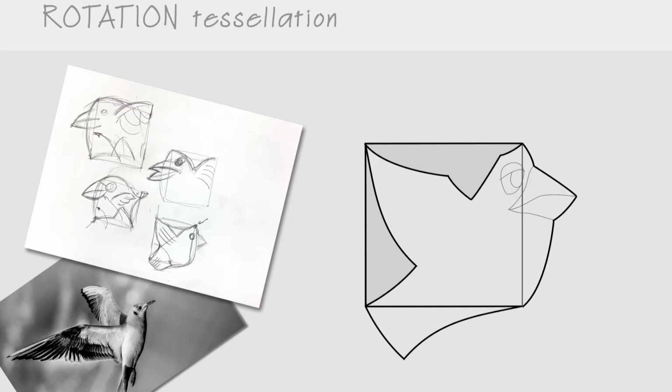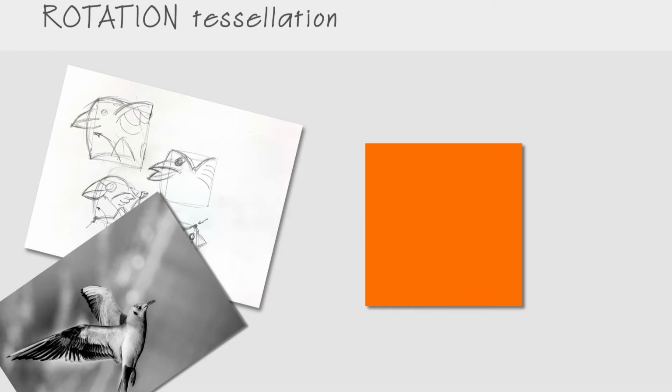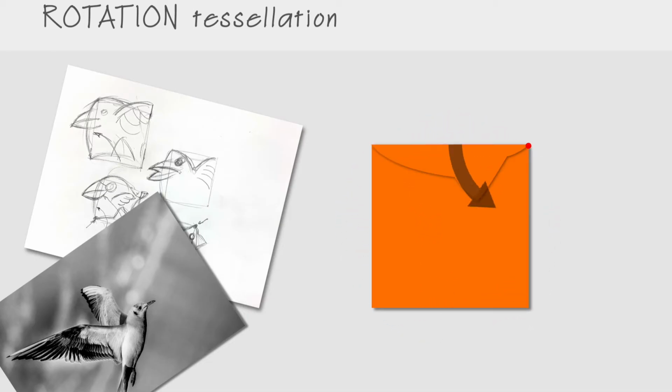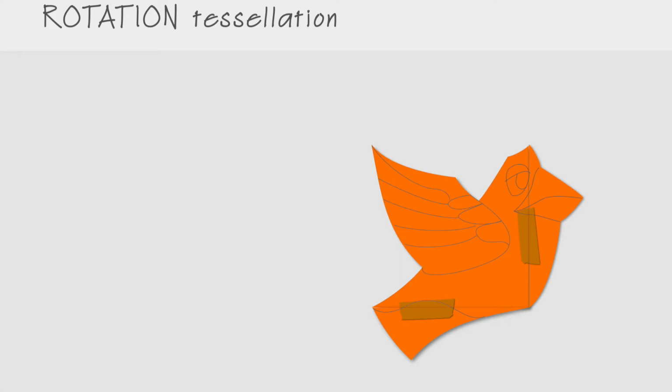Now let's make a stencil for that tile. Start with a square and draw the first piece. Cut it out and rotate to the right. Tape it. The first part is done. Continue with the wing outline. Cut it out and rotate down. Tape. The bird is done.